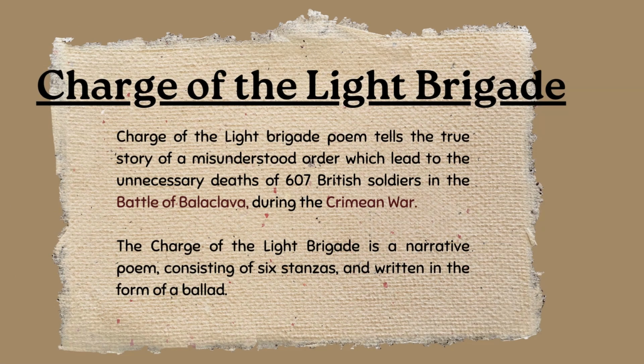The Charge of the Light Brigade is a narrative poem consisting of 6 stanzas and written in the form of a ballad. Tennyson uses a regular rhythm and repetition to mirror the relentless motion of the soldiers charging on horseback.